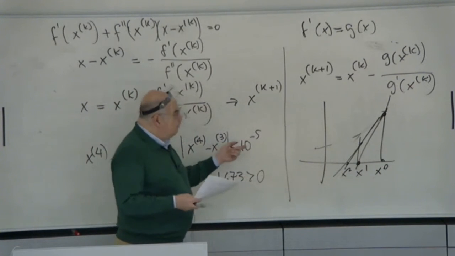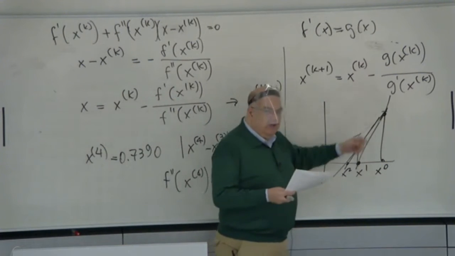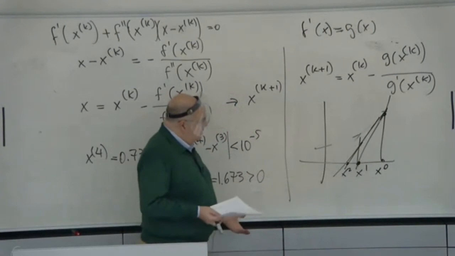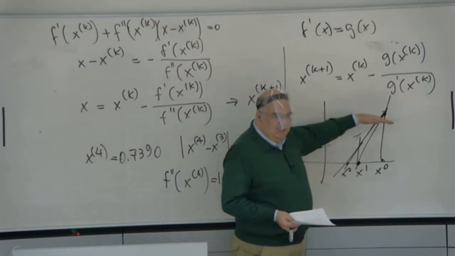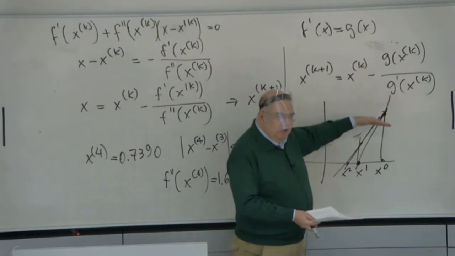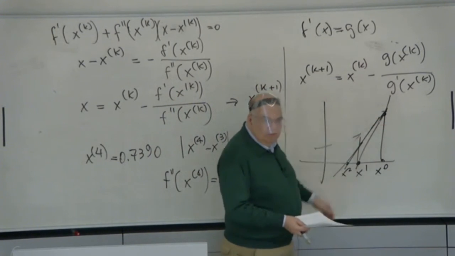And again, of course, this method fails if g prime is 0. This is obvious from the geometry, because whenever you have a point where the derivative is 0, from that point it's quite difficult to move.